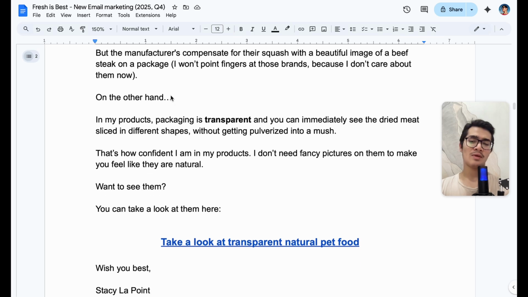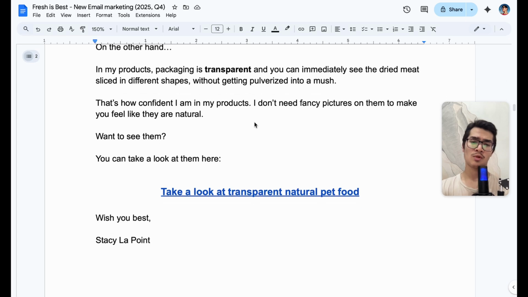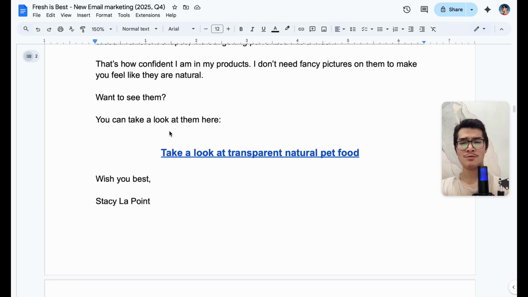Unless, on the other hand, in my product the packaging is transparent and you can immediately see the dried meat sliced in different shapes without getting pulverized into a mush. That's how confident I am in my products. I don't need fancy pictures on them to make you feel like they are natural. Want to see them? You can take a look at them here.